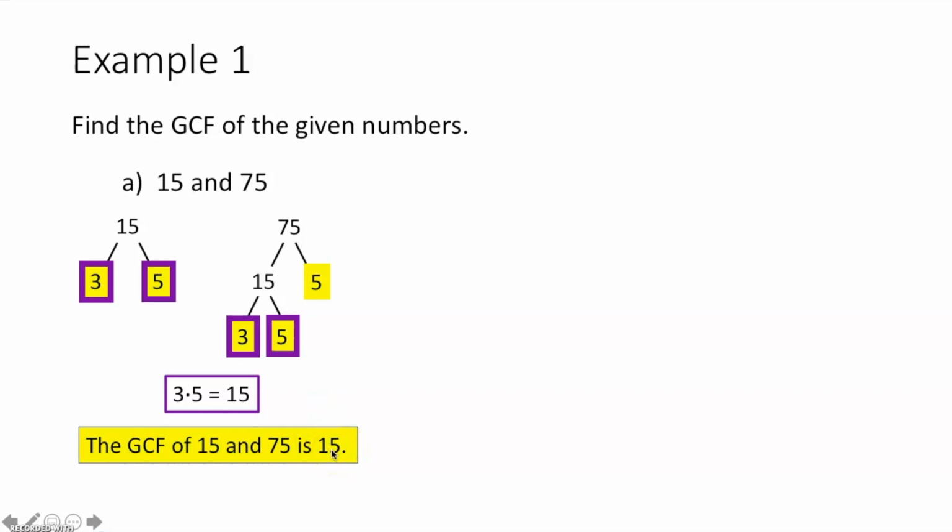And you look, you can always double check. Can 15 divide into 15 and 75? Yeah, it divides evenly into both of those numbers. Therefore, yes, it is the greatest common factor. Perfect. Part B, we have 8 and 9.